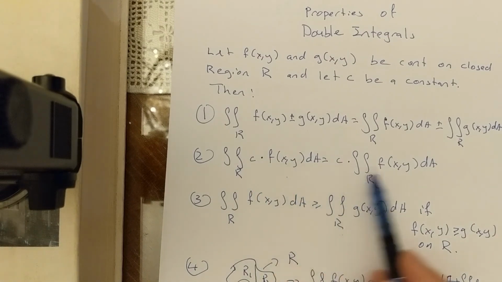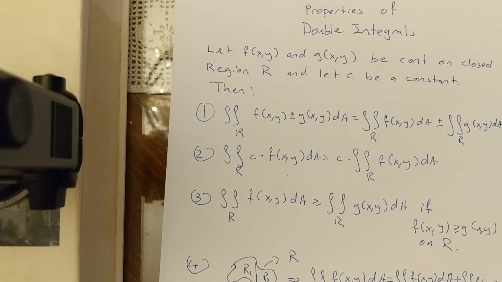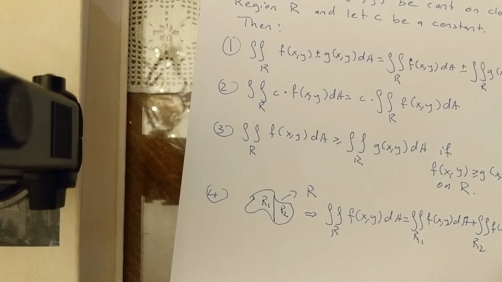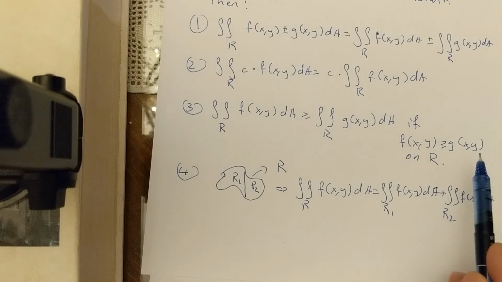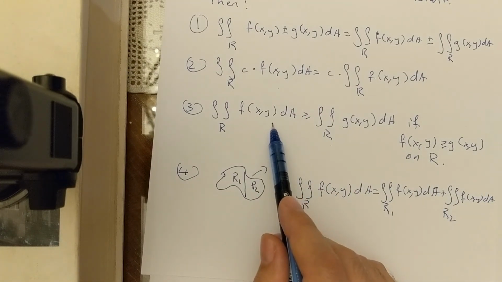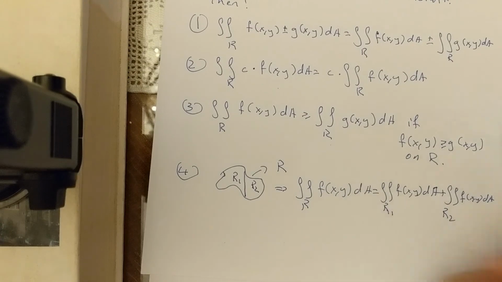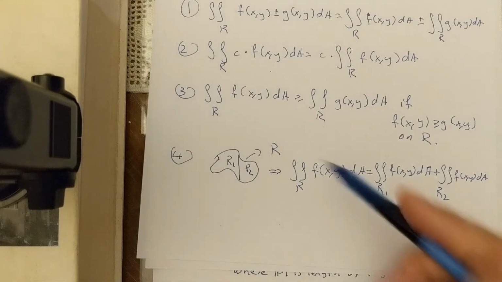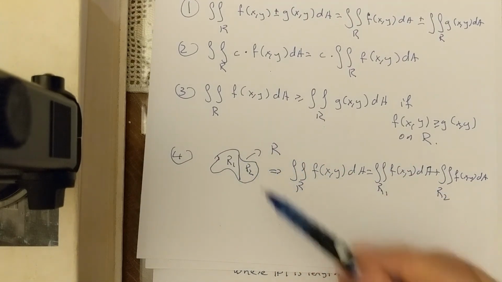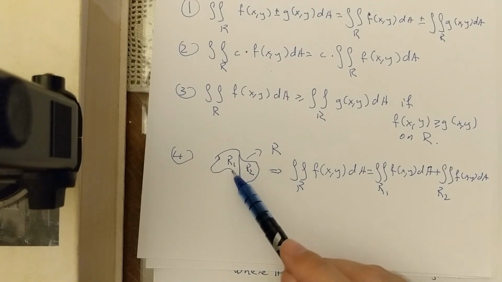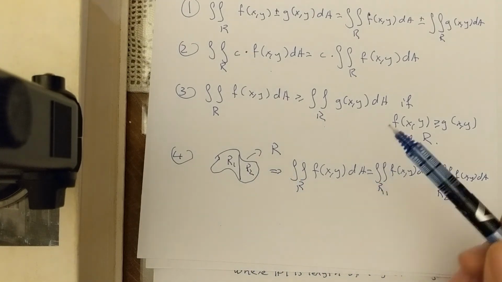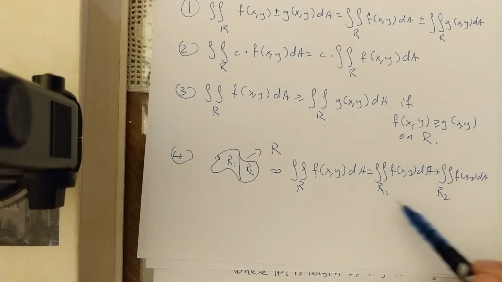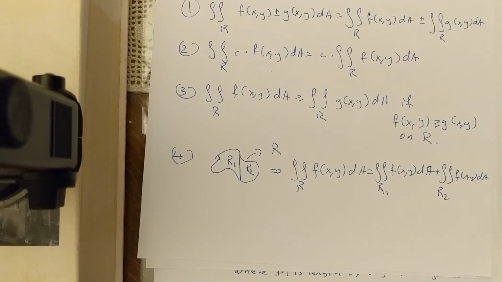If you have a constant times a function, well, you can just pull the constant out of the integral, okay. And if one function is bigger than the other function, then the integral of the bigger function is going to be bigger than the integral of the smaller function. So if the function is bigger, the integral is bigger as well. And finally, if I divide R into two pieces, R1 and R2, the integral over R is the same thing as the integral over R1 plus the integral over R2. So those are the general properties, the general tricks that you can use.